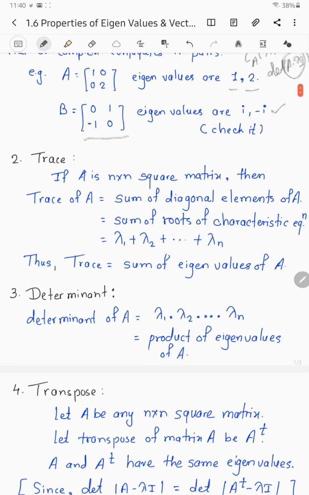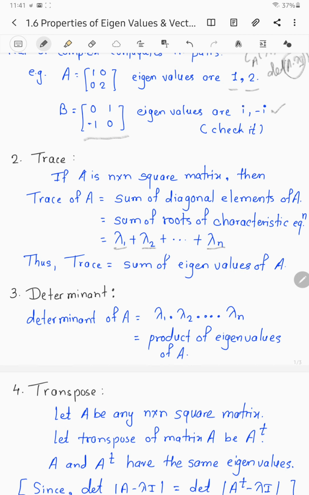Now trace. If A is an n by n square matrix, then the trace of A is the sum of the diagonal elements of A, which is nothing but the sum of the roots of the characteristic equation. If the matrix is a square matrix of order n, it will have at most n roots. The first root is lambda 1, the second is lambda 2, and the nth is lambda n. These are just notations. The sum of all roots is lambda 1 plus lambda 2 plus up to lambda n, and this sum of roots is the sum of the diagonal elements.